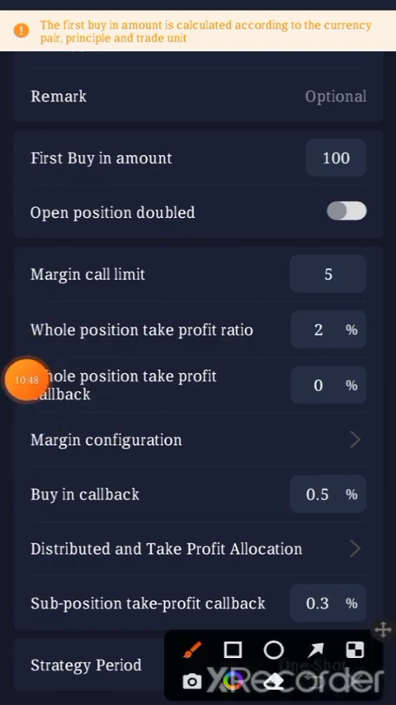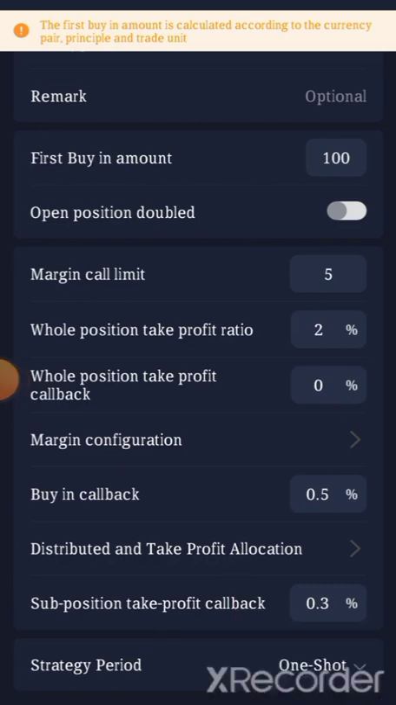Okay, forgive me just a little. Okay, so I hope that one is done. The strategy period is one shot. The buy-in callback is 0.5. My whole position take profit, which is the percentage I want to take from the market, is 2%. And then I have my first buying amount to be $100.